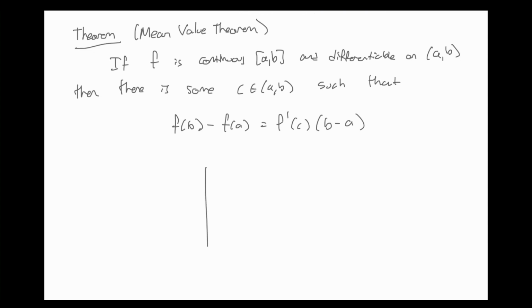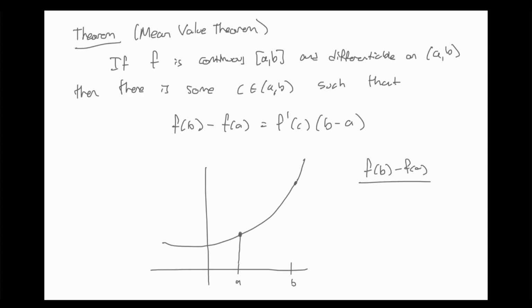If we draw a graph of our function, let's just say it's curving up like this, and we pick some points A and B. Now let's connect the line that goes through the points A and B. That gives us a nice secant for our graph. And the slope of that secant is f(b) minus f(a) over b minus a. That's just the rise over run.